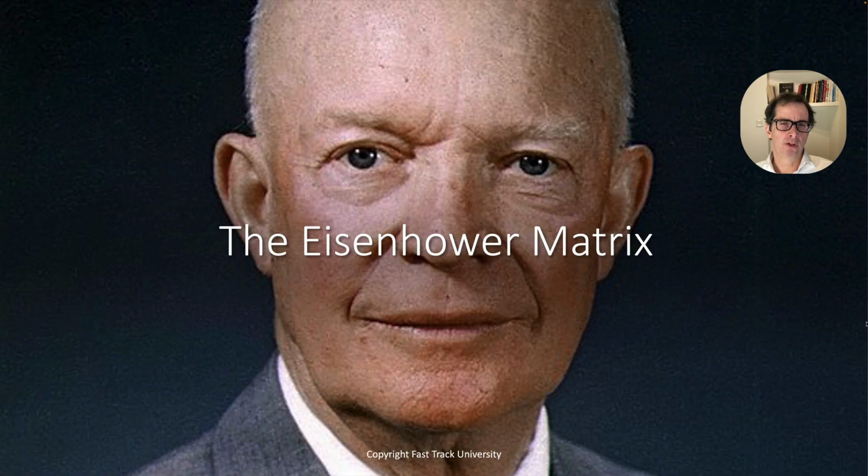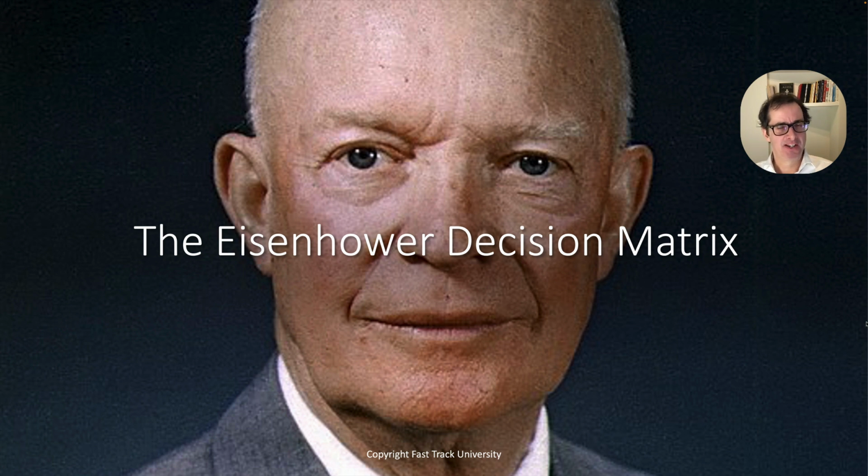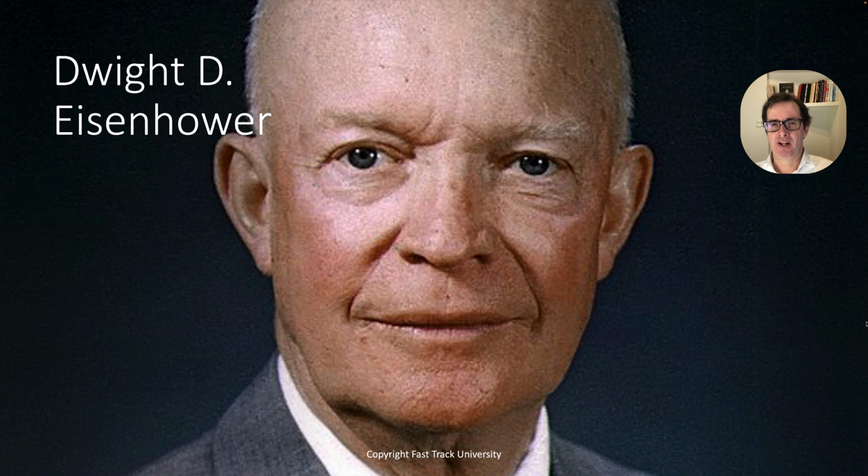Welcome to the Toolbox with another great tool for students so that they can be more efficient and more effective in their work and their studies. And this is the so-called Eisenhower Matrix. The Eisenhower Matrix is also called the Eisenhower Decision Matrix. You can probably guess from the picture, this is referring to Dwight Eisenhower. Dwight Eisenhower was a 5-star general in the Second World War, and later on he became a US president.